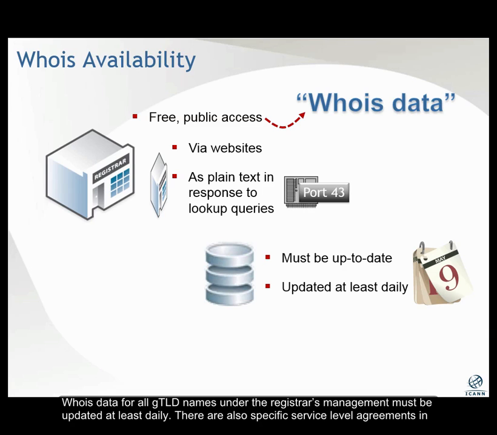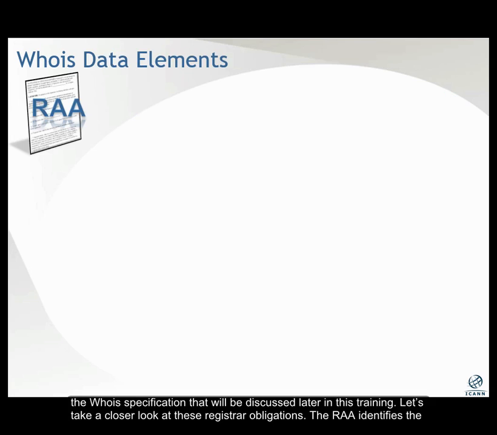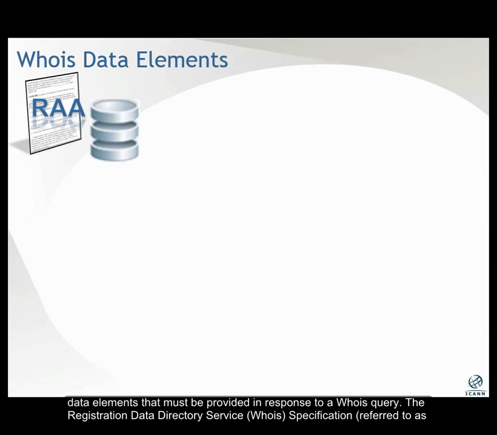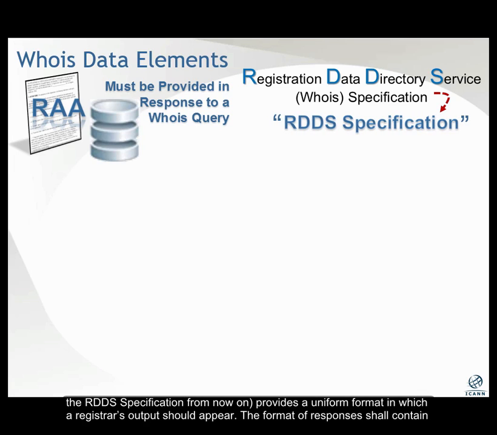There are also specific service level agreements in the Whois specification that will be discussed later in this training. Let's take a closer look at these registrar obligations. The RAA identifies the data elements that must be provided in response to a Whois query. The Registration Data Directory Service, Whois specification, referred to as the RDDS specification from now on, provides a uniform format in which a registrar's output should appear.